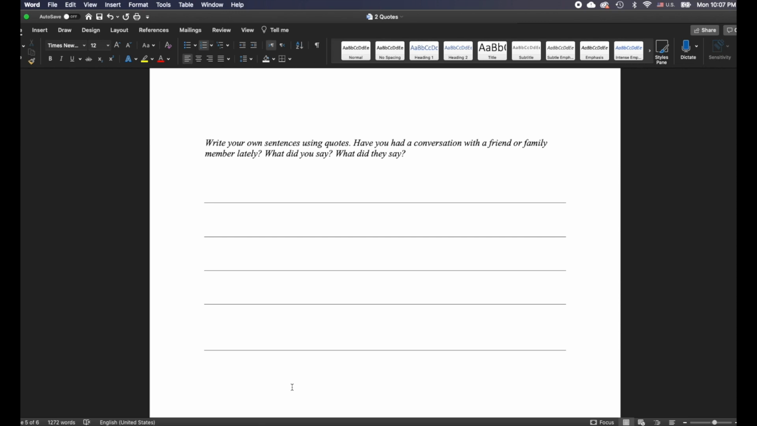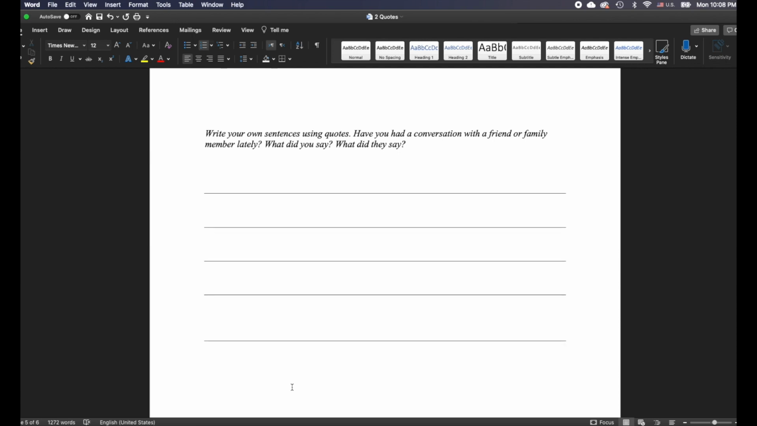This exercise is to write your own sentences using quotes. Have you had a conversation with a friend or a family member lately? What did they say? And what did you say? And what did they say? So we are going to use this as one of your discussions for this week. Or it could be an assignment by itself, and that's where you can submit this small paragraph.